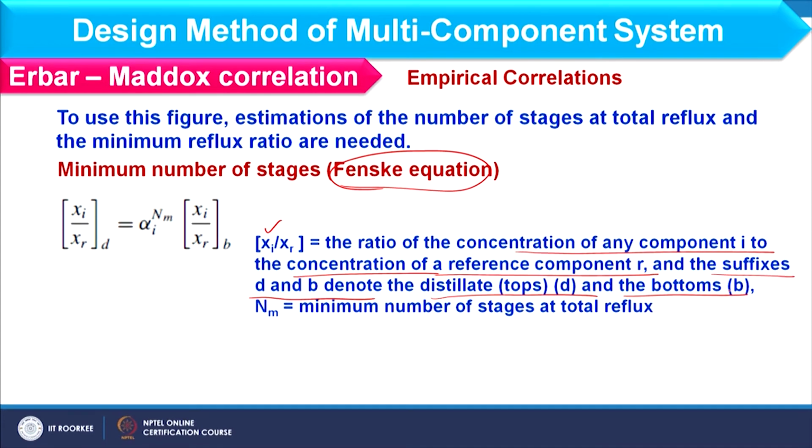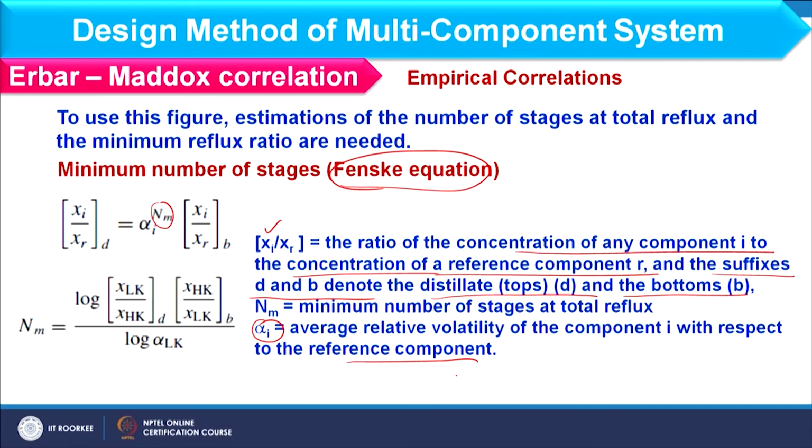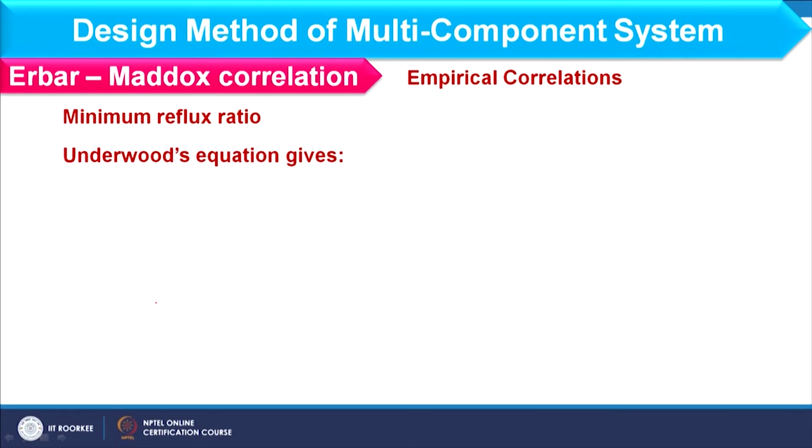Here, I am having Nm as the minimum number of stages. Alpha i is the average relative volatility of component i with respect to the reference component, and the reference component is usually the heavy component. When we resolve this, we can find an expression to find out the minimum number of stages based on light key as well as heavy key. Here also we should consider selection of key components first, and based on that we can use this equation.